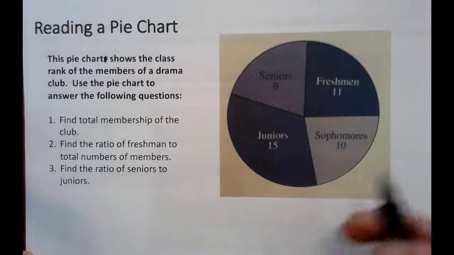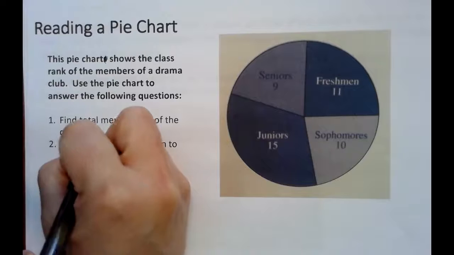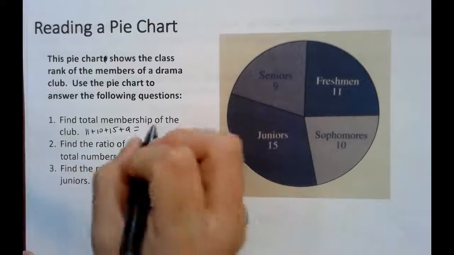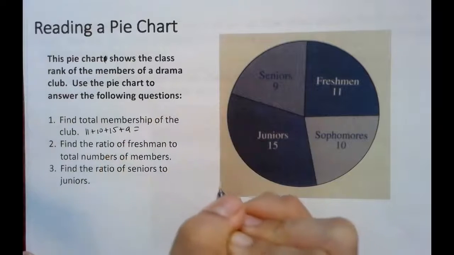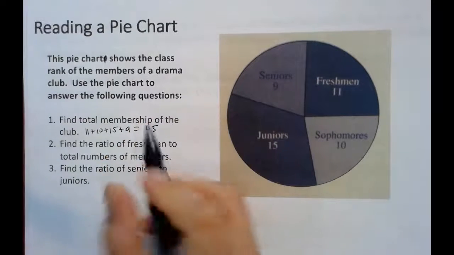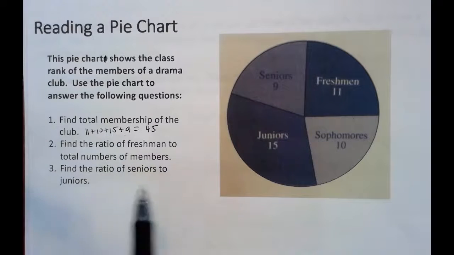So you have 11 plus 10 plus 15 plus 9. And then this adds up to 45. Yes, 45. Because you have here 21 plus 15, 36 plus 9 is 45.